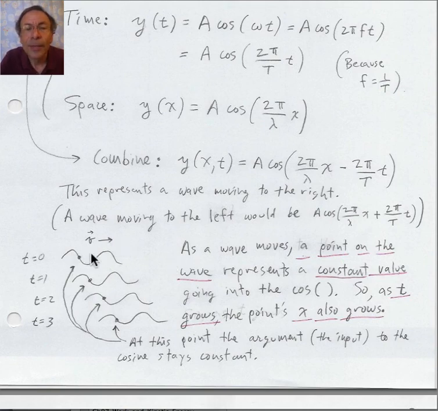All right, now the explanation as to why this backwards seeming thing works is right here. Let's see what I've said. As a wave moves, a point on the wave represents a constant value going into the cosine. So here I've drawn a point, and I'm making the point move with the wave. Like this might be a surfer on ocean waves, and he wants to be on that downward slope of the ocean wave to keep surfing. So here he is a little while later, and here he is a little while later, and again a little while later. This place represents a number that is constant going into the cosine.